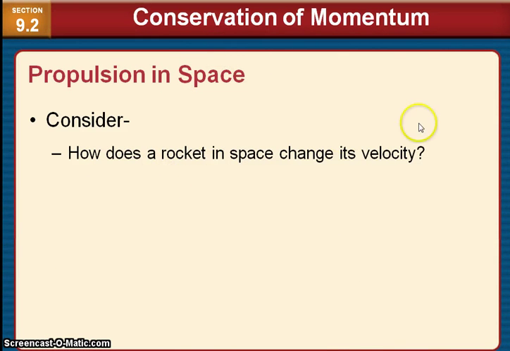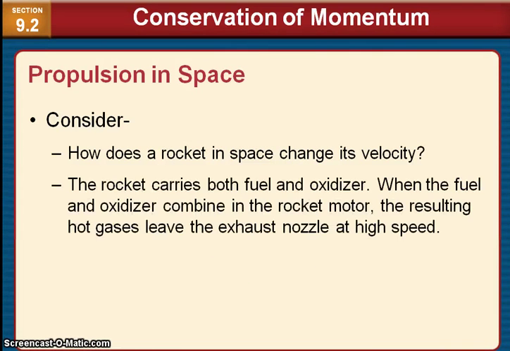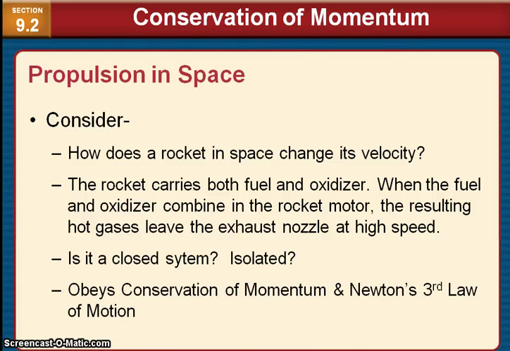All right, something to think about, don't write this down, but when you're talking about space, this is kind of the same thing. How does a rocket in space change its velocity? Well, the rocket carries fuel and oxidizer. When the fuel and oxidizer combine in the rocket motor, the hot gases leave, they're expelled. Is this closed and isolated? Yeah. It obeys the conservation of momentum and Newton's third law because they were originally all part of the rocket. So we're not adding any mass, we're not adding any collisions.